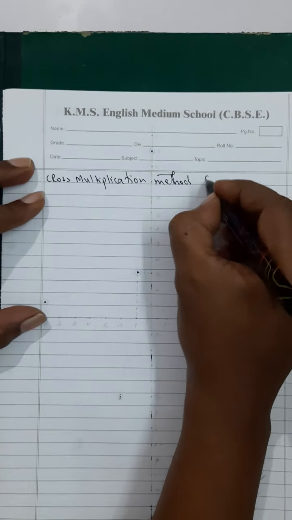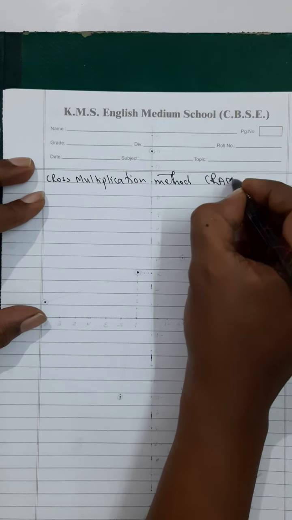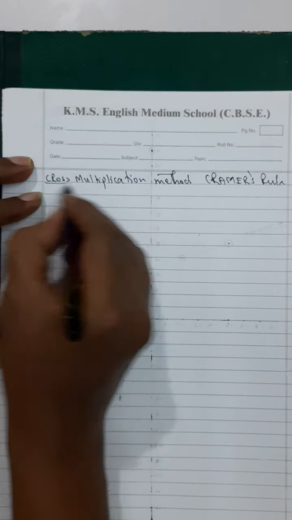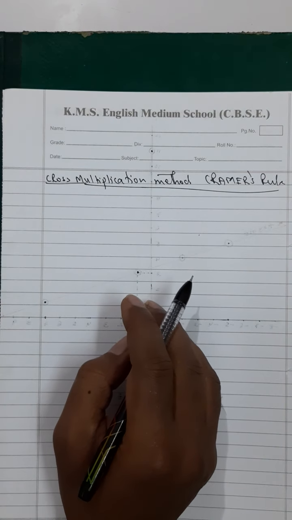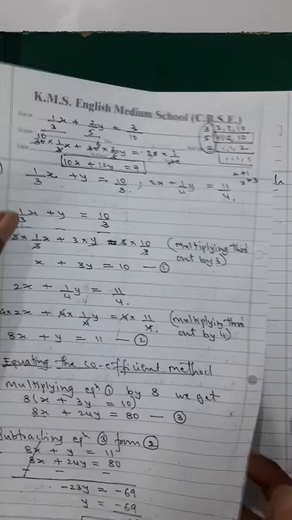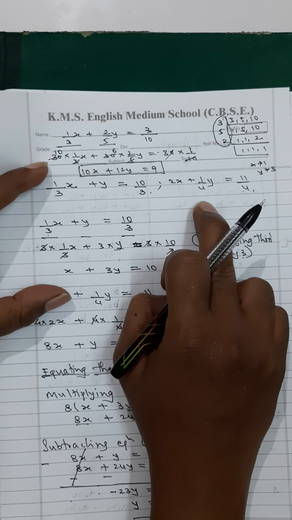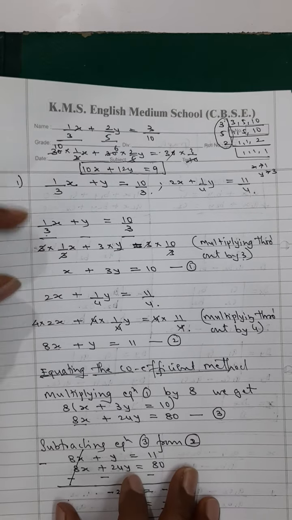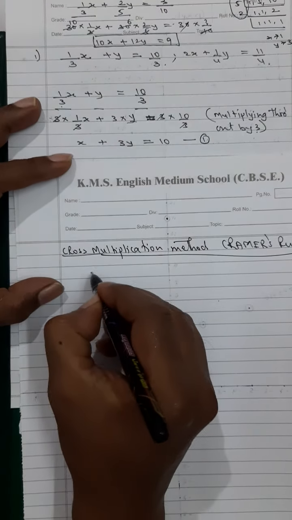Which is also called Cramer's rule method. Even in that case, when they have given me the equations in this format with the denominator, first I will multiply by the denominator and get rid of the denominator. So I will get these equations: x plus 3y is equal to 10.